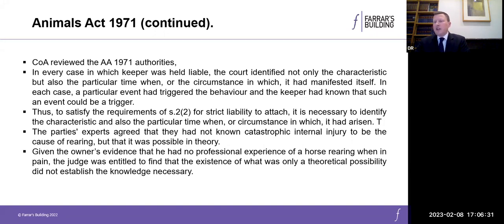So to satisfy the requirements of Section 2.2, for strict liability to attach, it is going to be necessary to identify the characteristic. If you can't do that as a normal characteristic of the animal, identifying the particular time when, or the circumstances in which, and the keeper's knowledge of the same is going to be necessary.